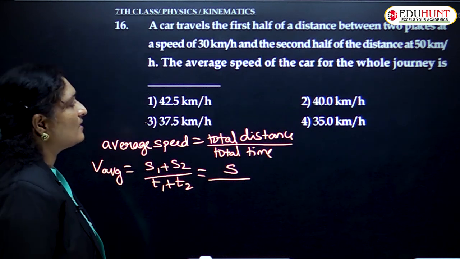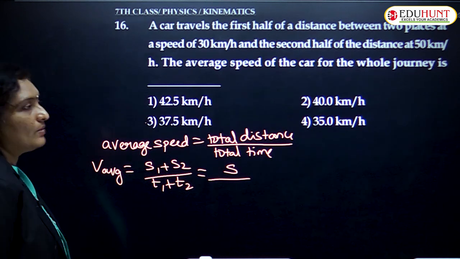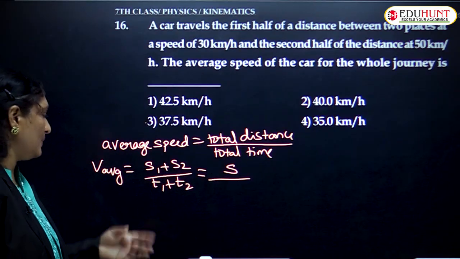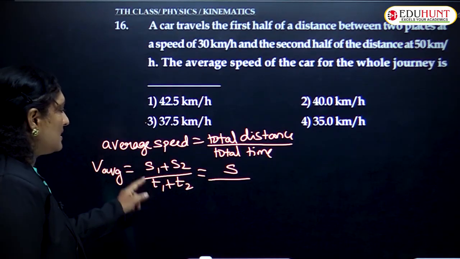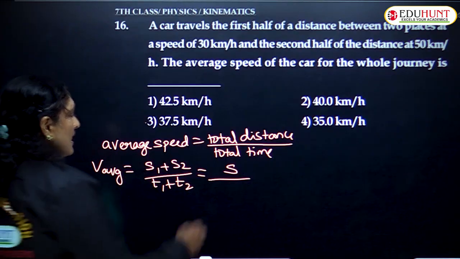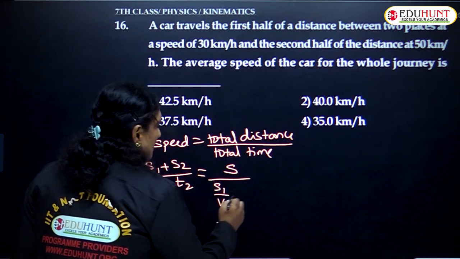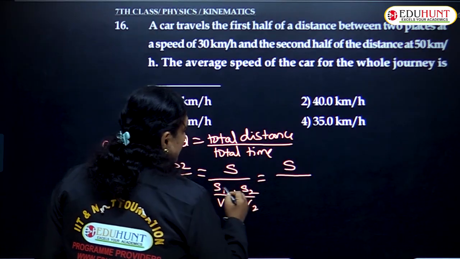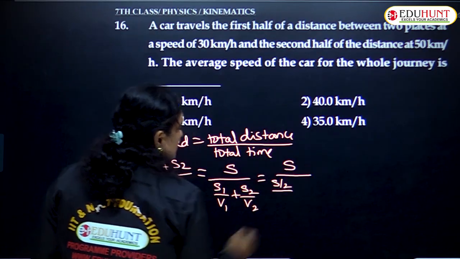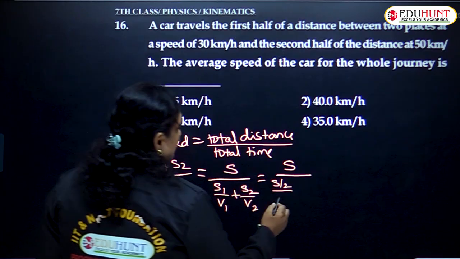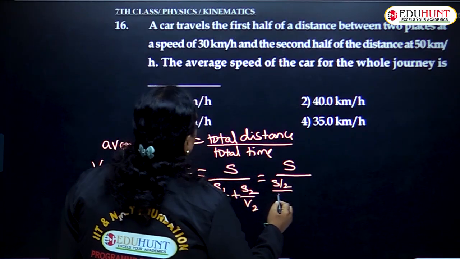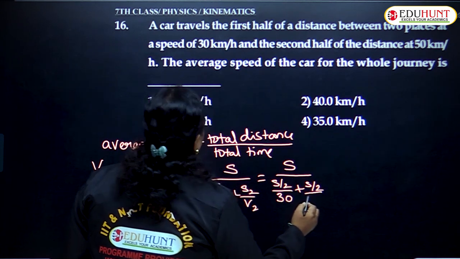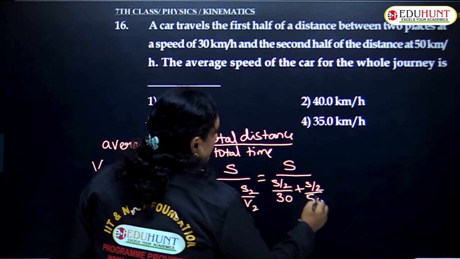Here the direct value of time is not given. So we know that speed equals distance by time, so time is equal to distance by speed. Instead of time, I can write it as distance by speed. That is S1 by V1 plus S2 by V2. So this is nothing but S by, this is the first half distance, and the speed was given to be how much, children? V1 was given to be 30 km per hour. For the remaining half distance, the speed was given to be 50 km per hour.